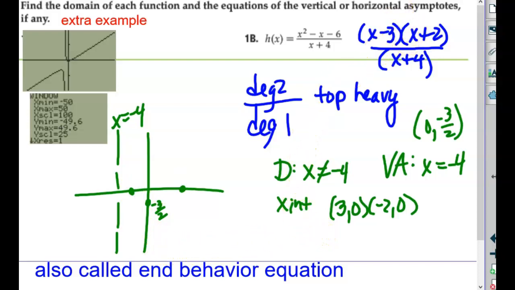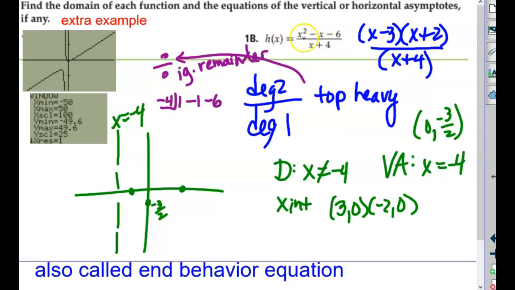Then we go with this end behavior idea, or the fact that it's top heavy. Because it's top heavy, you divide and you get to ignore the remainder. Can we do synthetic division for this problem? Is x plus 4 a linear factor? Yes. So we would do a -4 across the top. We'd have a 1, -1, -6, because you use the unfactored form.